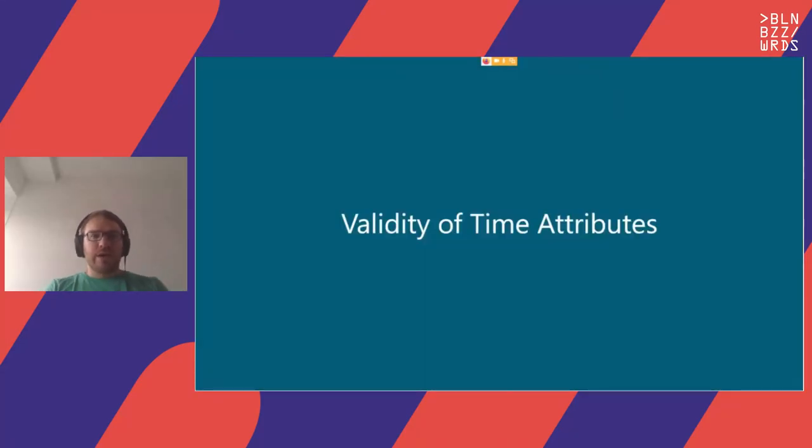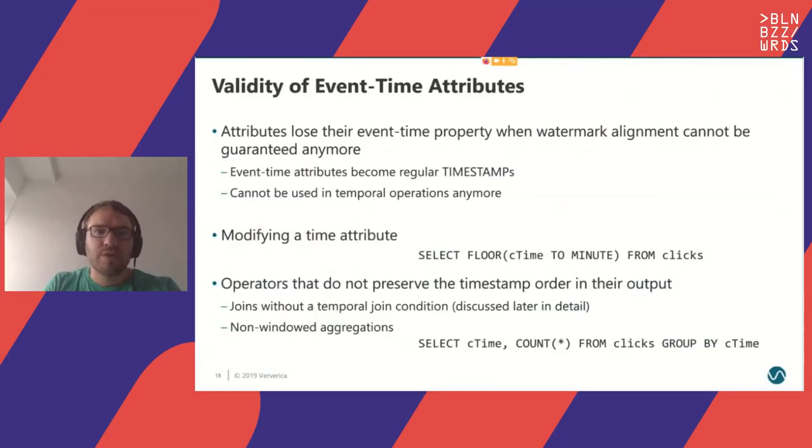Okay, so there's one more thing with respect to time attributes. Like I said, these are basically regular timestamps, but they have this special property that Flink knows these timestamps are ascending and ordered, possibly with a little bit of out-of-orderness. But for that, we have the watermarks.